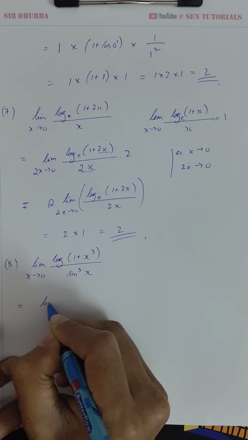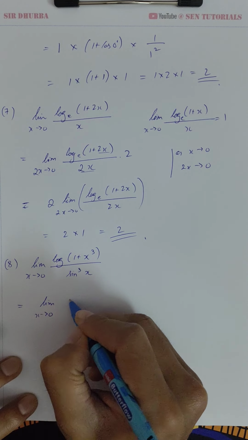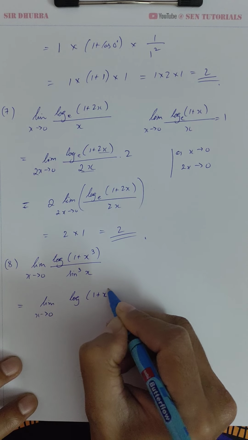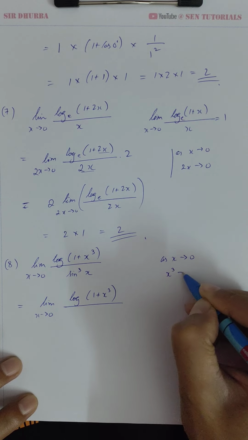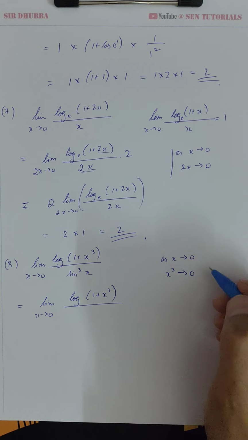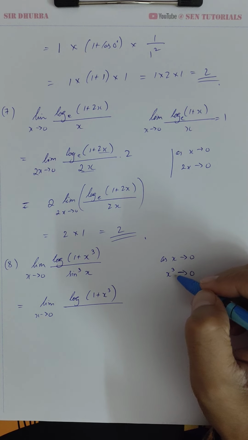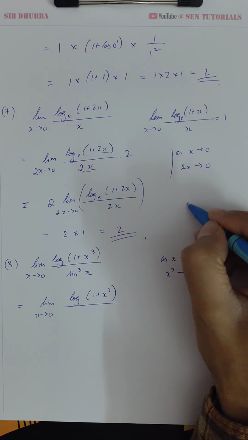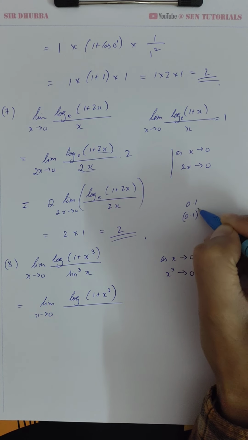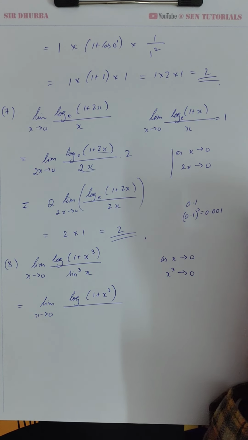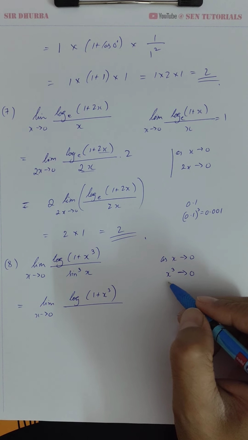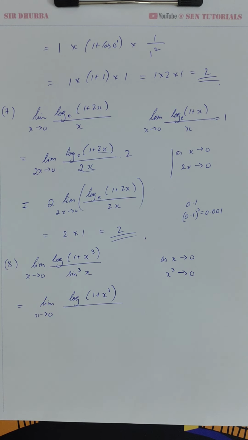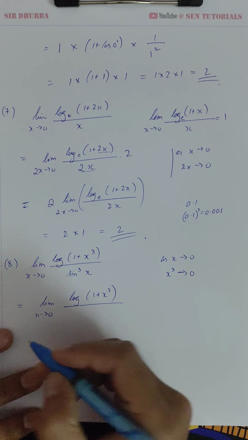Almost similar to another question, that is limit as x tends to 0 of log of 1 plus x cube. Now we see again, as x tends to 0, x cube will be even smaller, tending to 0, isn't it? Because x is very, very small, x cube will be very, very small again. For example, 0.1 whole cube will be like 0.001. Just imagine, it's going to be much smaller again. So as x tends to 0, definitely x cube goes very, very close to 0. So that won't make a difference.